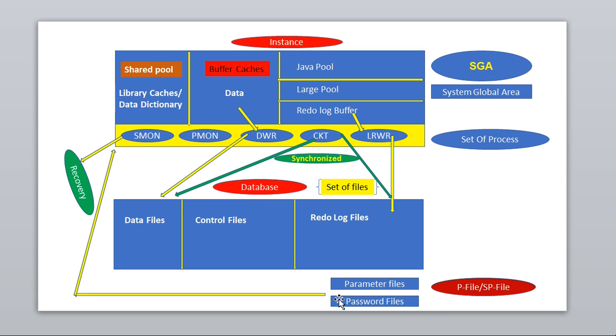Apart from this, we have the parameter files and password files. The password file is basically used for instance startup. The parameter files are also known as PFILE and SPFILE. So we have two types of parameter file in Oracle: PFILE and SPFILE. Both functionalities are the same. To start the Oracle instance, we need either a PFILE or an SPFILE.